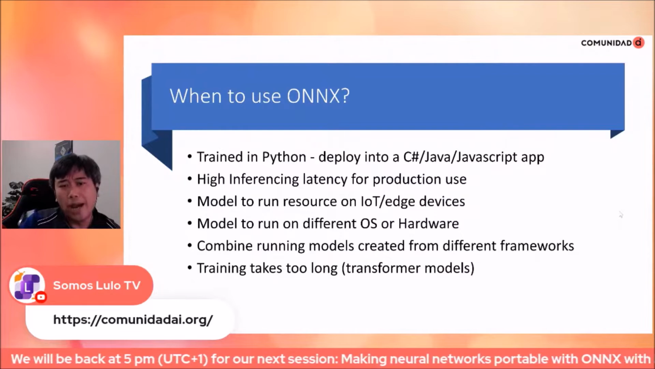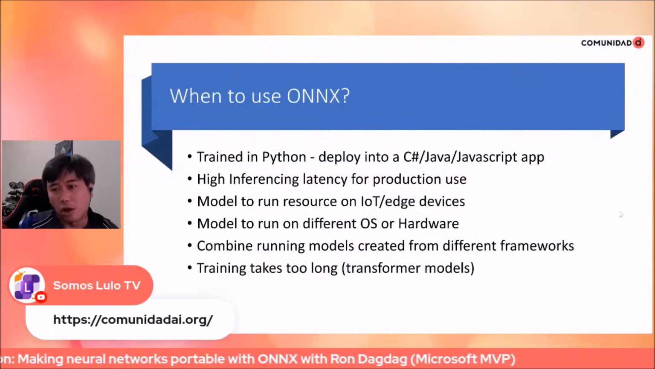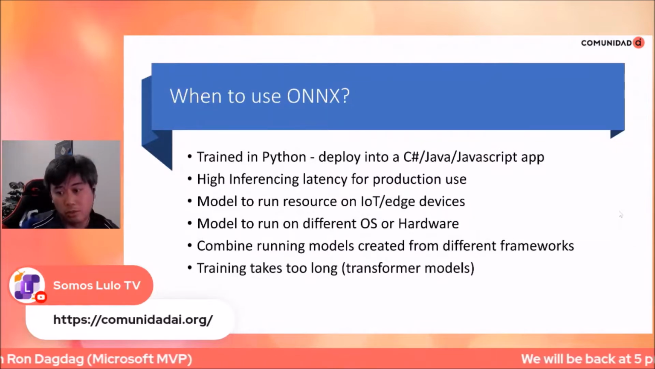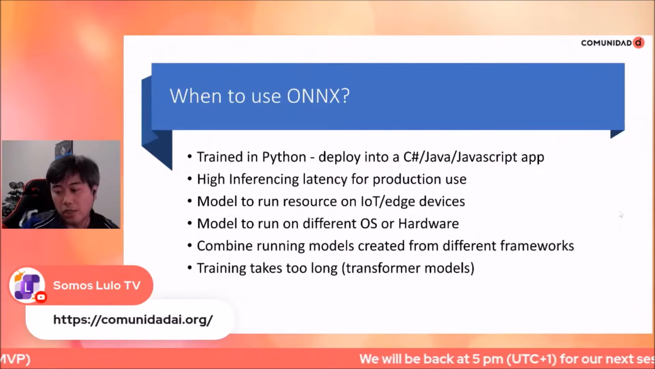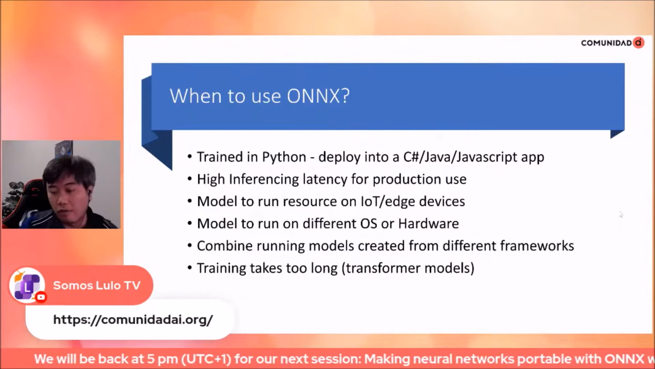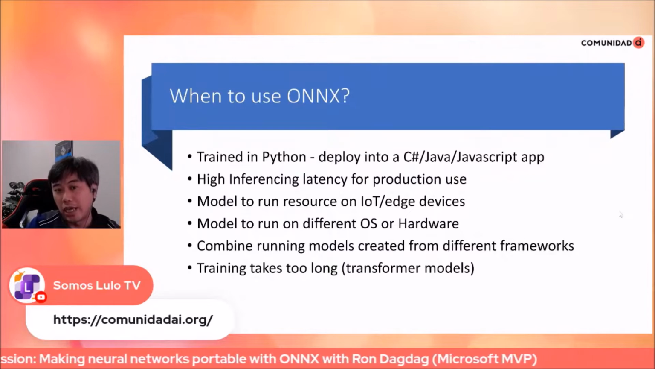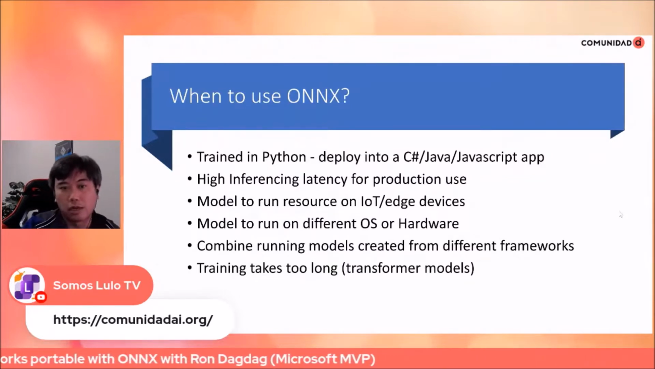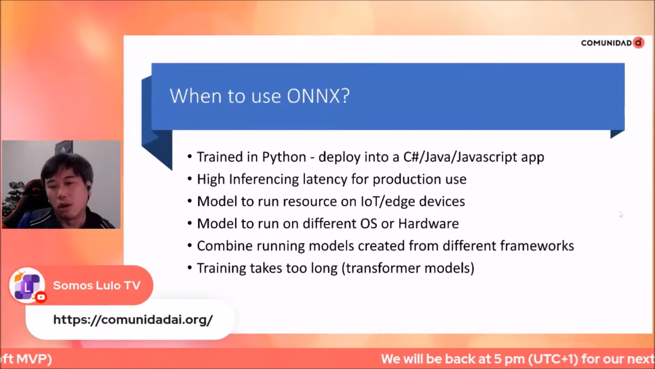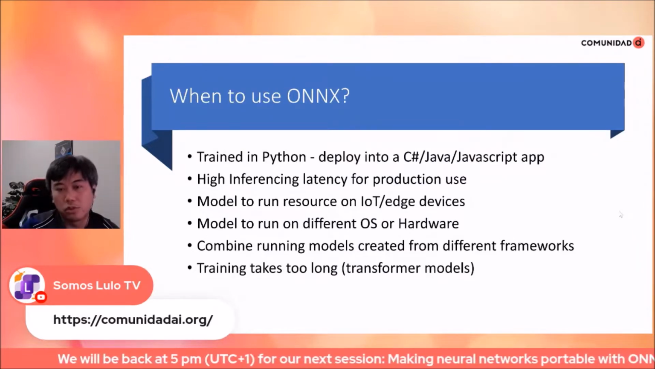Also, when you want to combine running models that are created from different frameworks, let's say you have a large team of developers or data scientists, and they all have their skill set, right? They know where to use the right framework and which one to generate that model with, or however they are comfortable. But you want to incorporate it into your application, but run it on the same platform, meaning kind of combine them together. Also, when training takes too long, that's when we start talking about transformer models and being able to train locally.